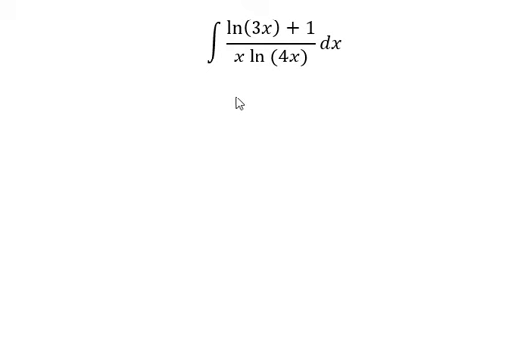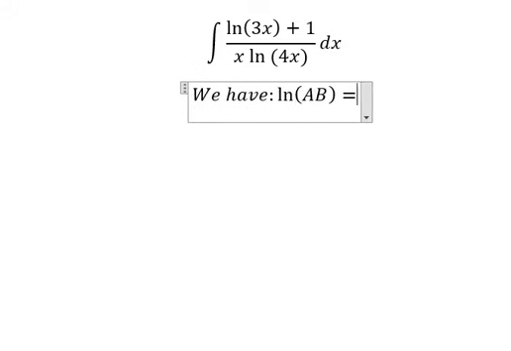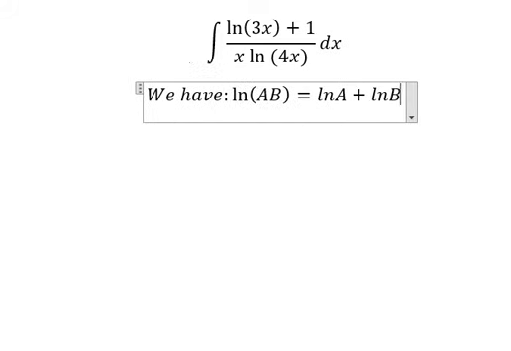The topic today is about integration. So now I will show you how to answer. We have the formula in here: ln AB equals ln A plus ln B.